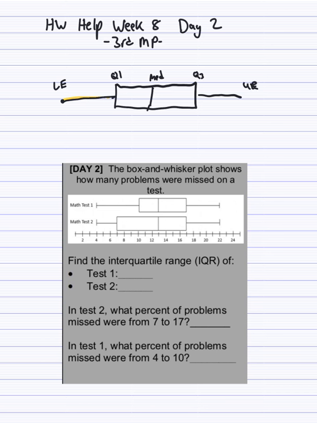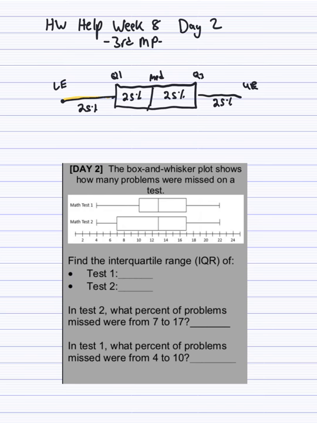Now, the second thing you have to know is that each section of a box plot is 25% of the data. So this whisker is 25%, this box is 25%, this box is 25%, and this last whisker is 25%. If you know that, you can answer most questions about box plots.